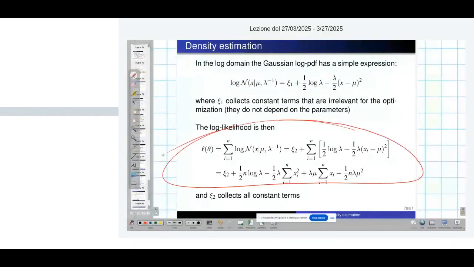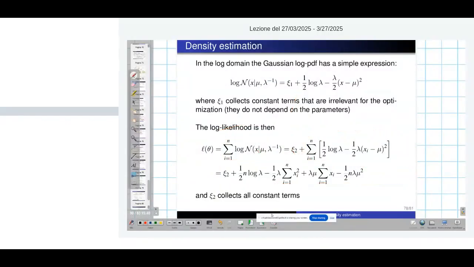We can now write the log likelihood by putting this expression in place of the logarithm of the Gaussian. Again, all the constants are collected here. We end up with this sum. We can expand the square, and we obtain this expression. We have a sum of terms. All these terms depend on the model parameters, plus some constant that collects everything that we don't care about because they do not depend on lambda and mu.